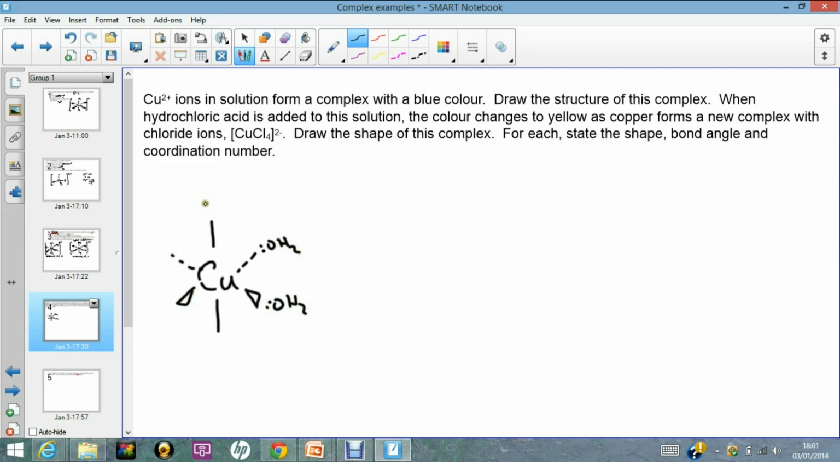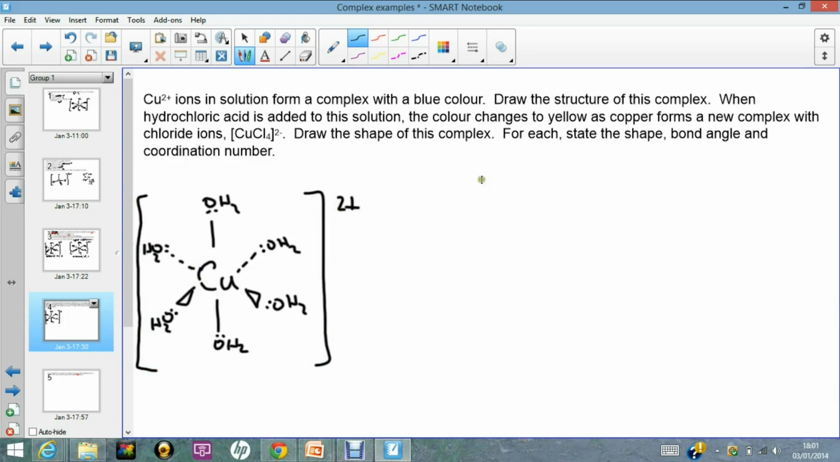And the colour of copper 2 plus ions in solution is blue, so you should know that one as well. And you should be thinking about putting the charge on this ion, so you know that water is a neutral ligand, copper is in a plus 2 state, so the charge on the whole ion is going to be 2 plus.